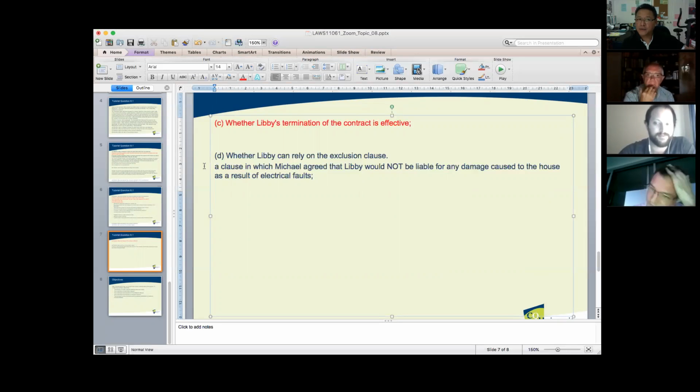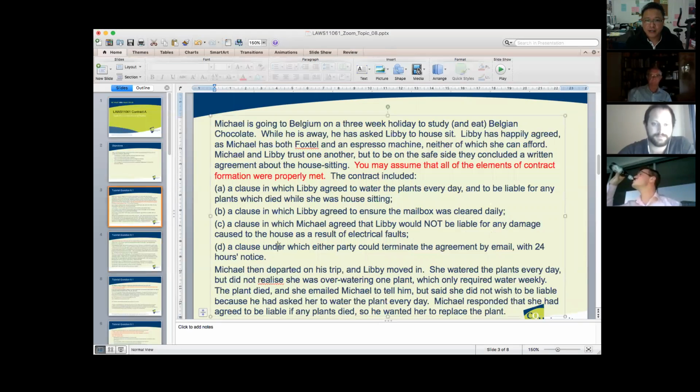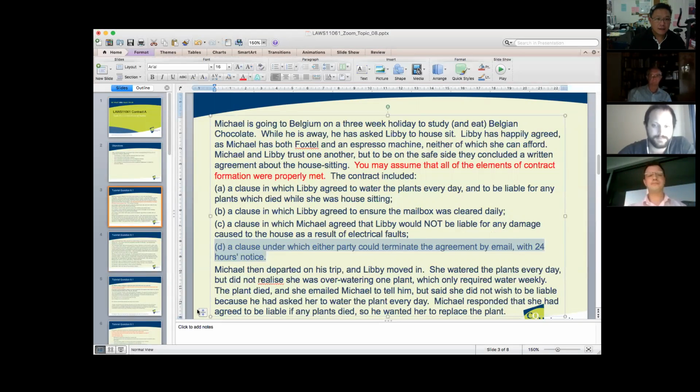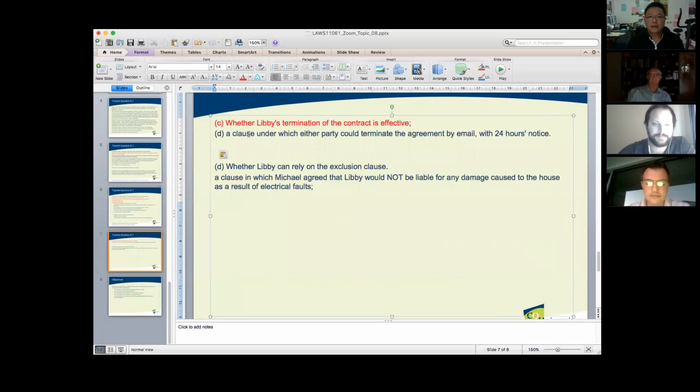The proper answer to that is it actually doesn't matter whether or not the house is habitable or not. The reason why Libby is able to terminate the contract is because it is within her right under the contract. Because the contract says that either party could terminate the agreement by email with 24 hours notice. There is no need for anyone to make a justification for using that clause.